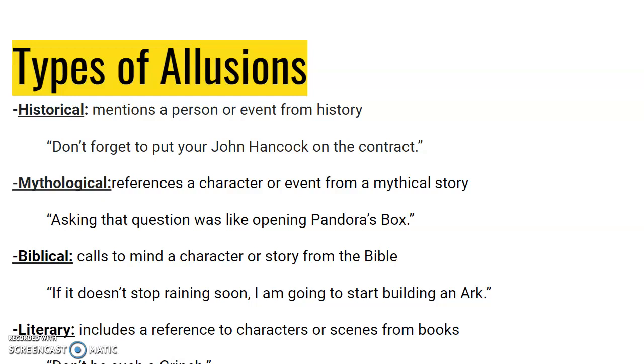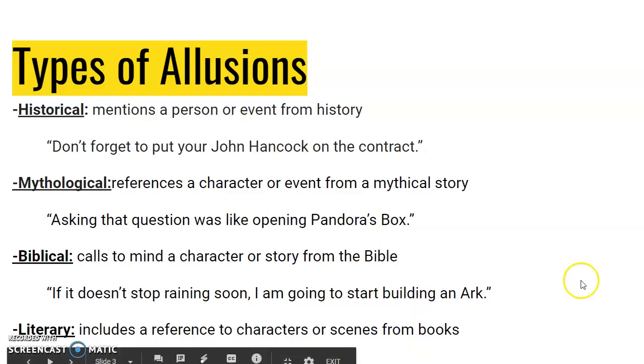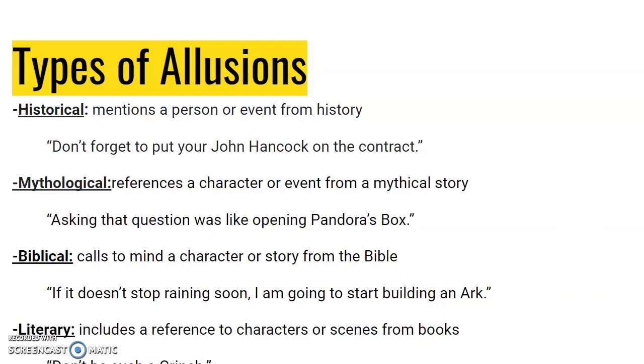And then finally, we have literary allusions. That's going to be reaching out and trying to connect with a story, a character, or a scene from a book that you may be able to have memories of. And you can't see this bottom part of the slide, but it says, "Don't be such a Grinch." So that's a real simple one from when you were a kid, but you have to have knowledge of that story to be able to understand that allusion. But it's giving the reader an idea that that character is being cruel without having to say that specifically.